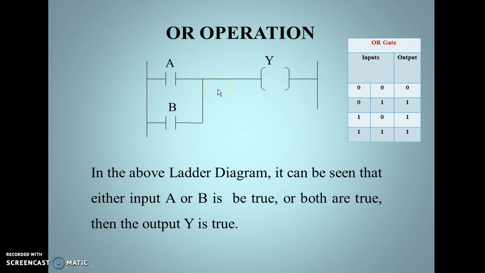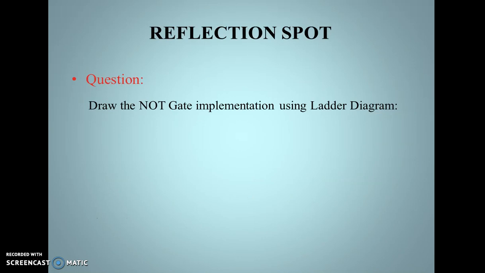Having understood the operation and implementation of AND and OR operations, let's have the next reflection question. Can you think of the implementation of NOT gate using ladder diagram? Just think about it, try to draw it, try to implement it. You can take a pause and solve the problem.